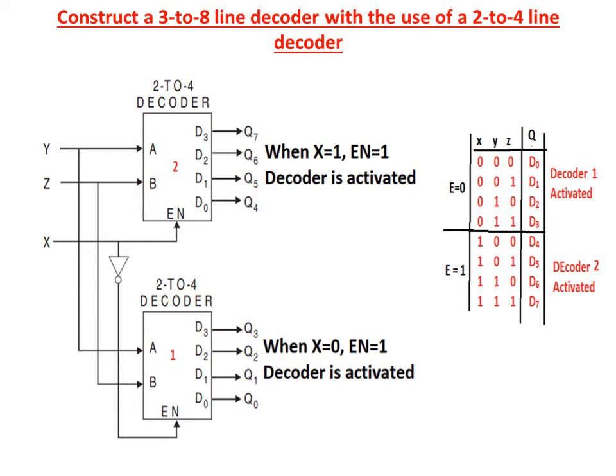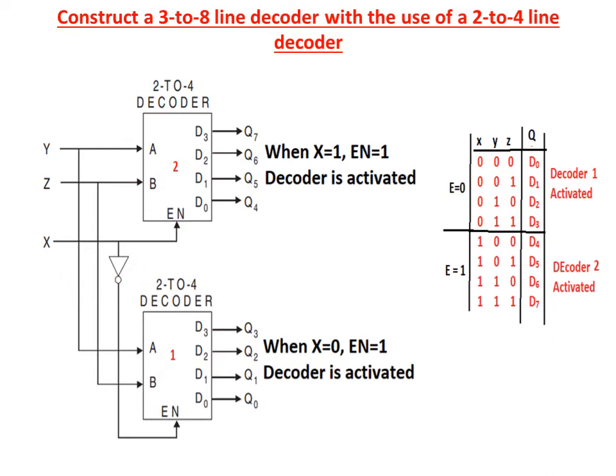Design a 3 to 8 line decoder with the use of 2 to 4 line decoders. So here we need two 2 to 4 line decoders. The first decoder outputs are Q0 to Q3 and the second decoder outputs are Q4 to Q7. So a total of 8 outputs are obtained this way. Now the inputs are 3. The 3 inputs are X, Y and Z. Here one of the inputs acts as an enable input. So X is connected to decoder 2 directly and X is connected to decoder 1 through the inverter.